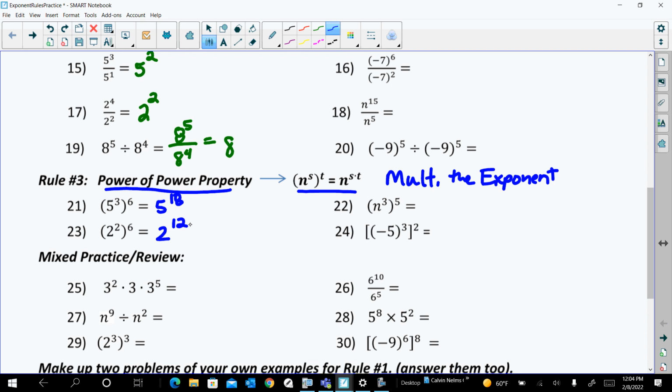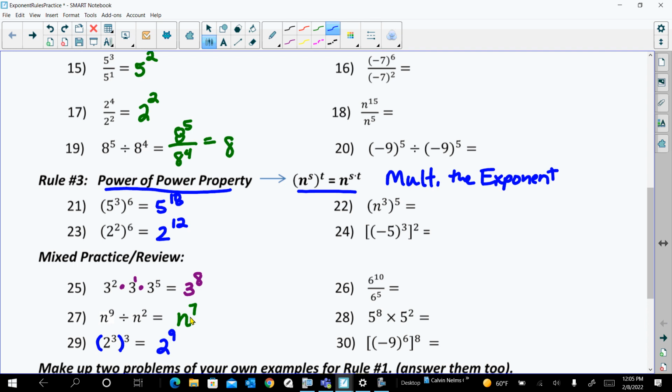And then the last section is a mixed review. Look at the problem, determine which rule, then apply it and simplify. This is all product, so this would be 3, 5 plus 2 is 7, plus 1 more, that would be 3 to the 8th power. This is division, so this ends up being n to the 7th power. 9 minus 2 is 7. This one has parentheses, which is my power rule. So that's 2 to the 9th power.